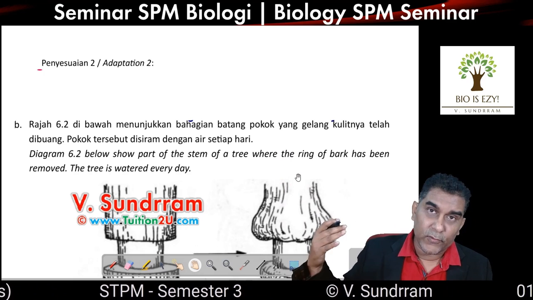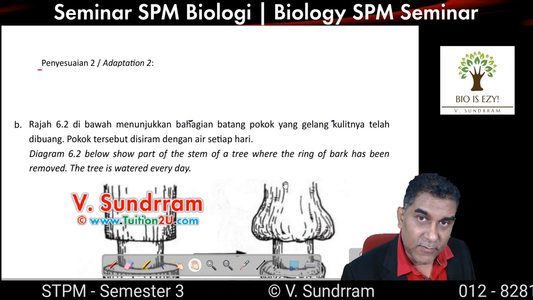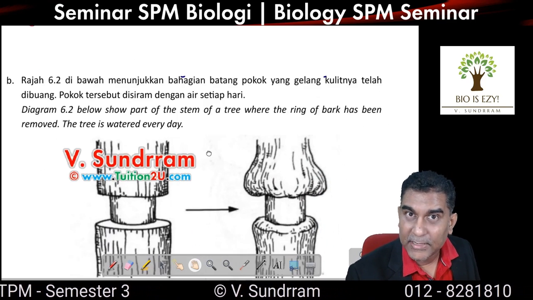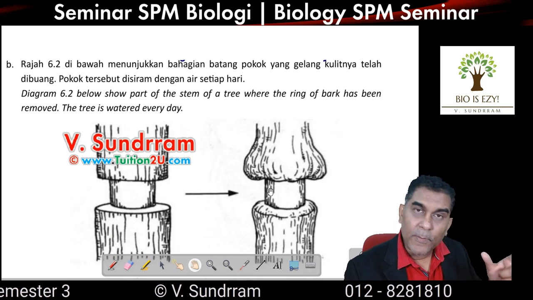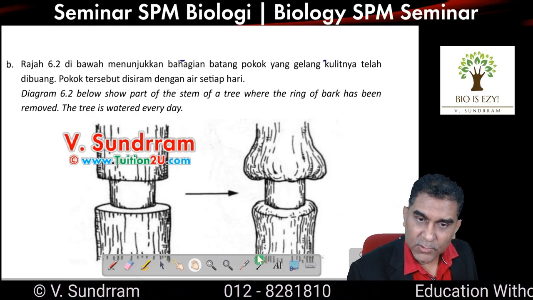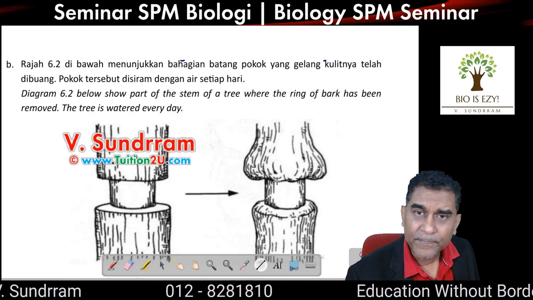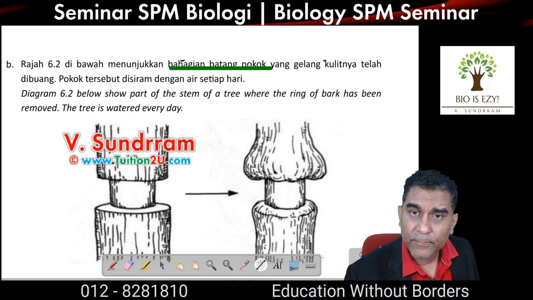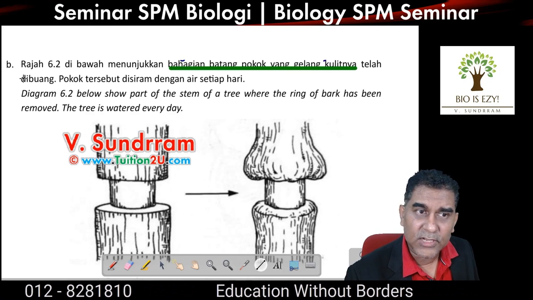Sekarang kita keluarkan Phloem. Macam mana kita keluarkan Phloem? Kita buat gelang pada batang tumbuhan. We form a ring in the stem. That means we are removing the Phloem. So it's a famous question. Banyak kali sudah keluar. Bahagian batang pokok yang gelang kulitnya sudah dibuang.